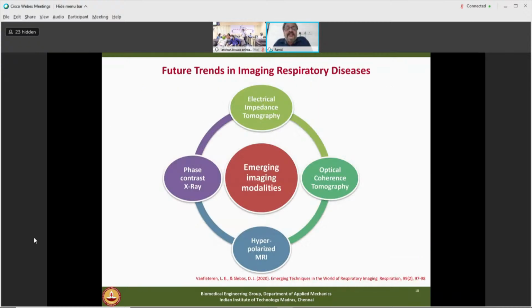There are future trends coming up in imaging: electrical impedance tomography is coming up again, optical coherence tomography (OCT), and then hyperpolarized MRI, new protocols, and phase contrast X-rays. These are emerging modalities, and in addition to multimodal imaging, we can also generate information from this.